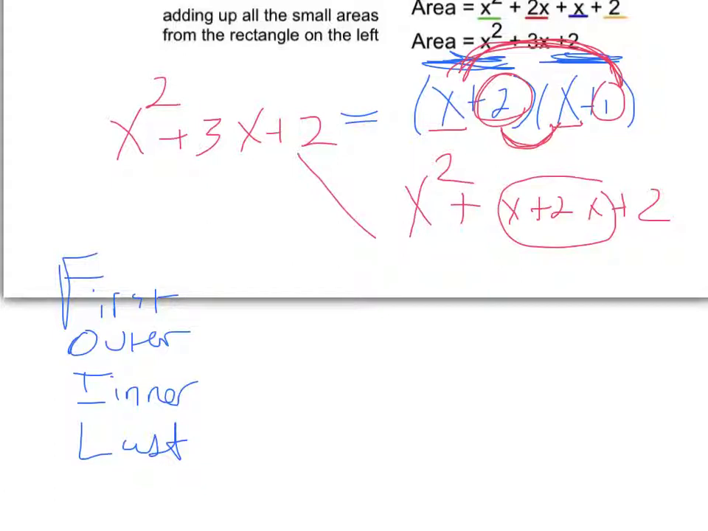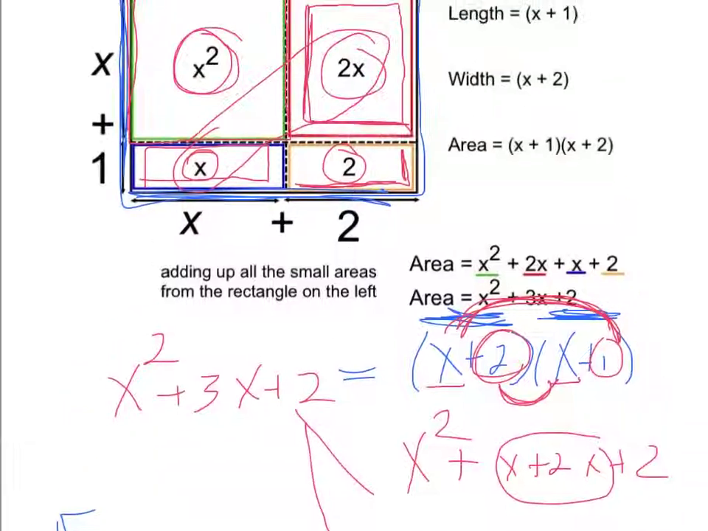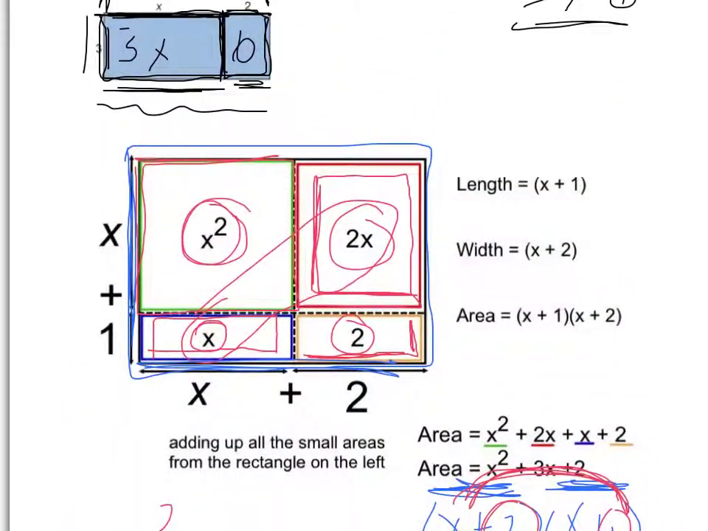But this is a very geometric interpretation of multiplying polynomials and combining like terms. So hopefully that made sense.